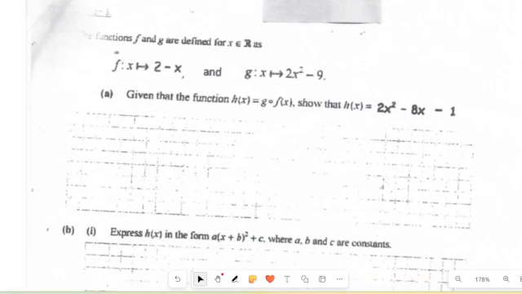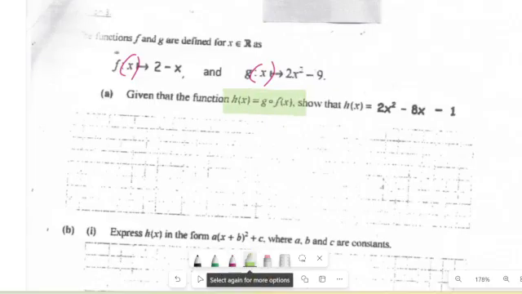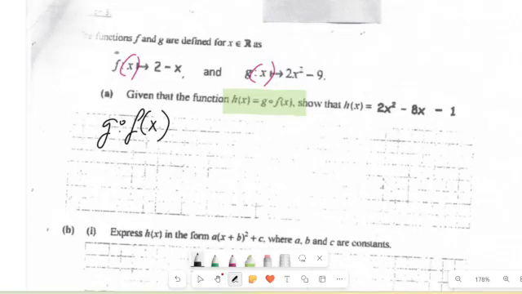Okay, and then the next one, we have another two functions. One is linear, the other is quadratic. And what they want me to do over here is to find the h of x. And h of x is g after f of x. So anytime when you have something like this, you change those dots into brackets with another function in it. So that means that I need to find g of f of x.